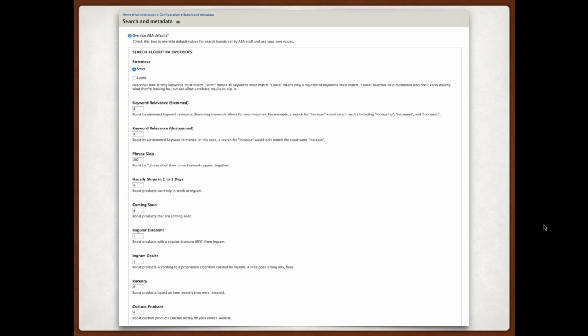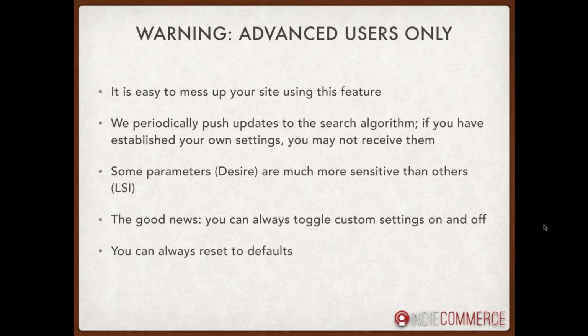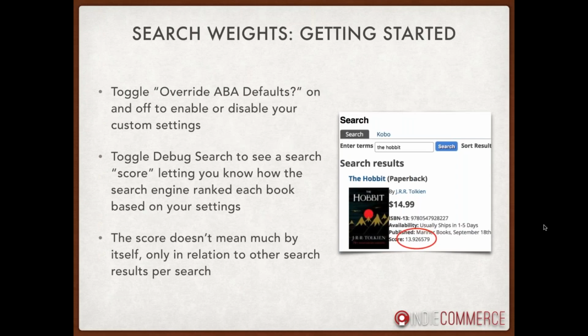We're going to talk quickly about adjusting the search algorithm. This is a page that looks like this. Warning, advanced use only. It's very easy to mess your site up using this feature. We periodically push updates to the search algorithm. In just the past year, we've pushed several. And if you've established your own settings, you may not always receive those updates. But the good news is that you can always toggle these custom settings on and off, and you can always reset to defaults. This feature lets you control how the search engine ranks books on your site.